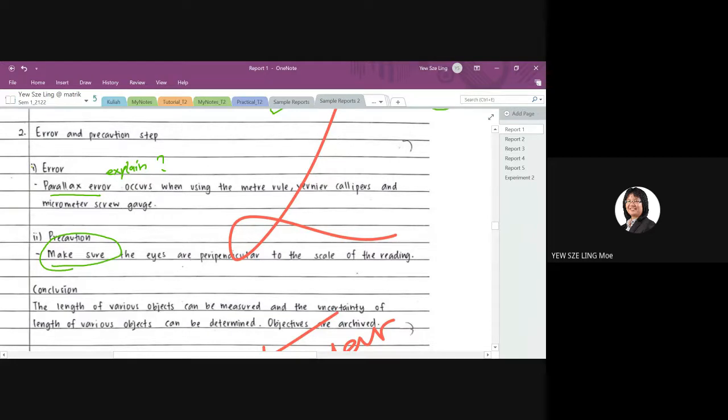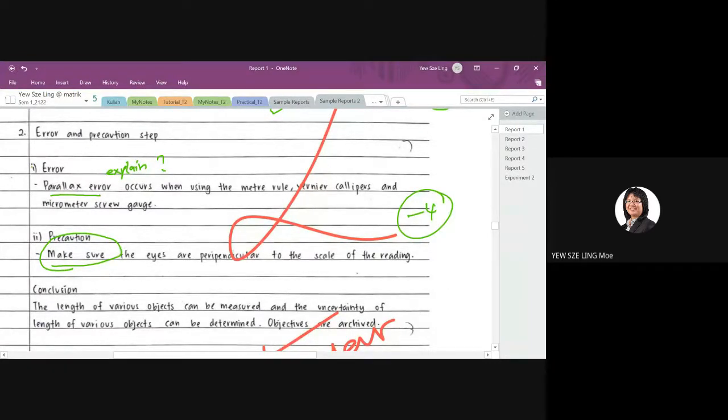You give something so that when people read your lab report, they know what to do to overcome the error, to reduce the impact caused by the error. So "make sure" is not a precaution. Apparently this is a very poor discussion. 4 marks will be deducted again. All right, so error 2 marks, precaution 2 marks.